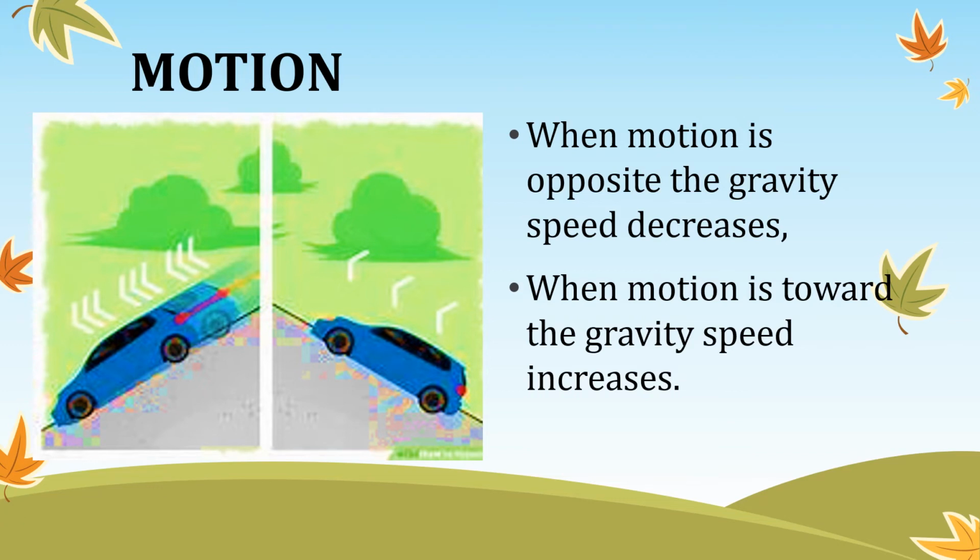Like on our activity earlier, the boy riding a bicycle upward is slower than the girl riding the bicycle downward. Motion versus gravity. When your movement is opposite the gravity, your speed will decrease. You will be slower. If your movement or motion is toward the gravity, your speed will increase. You will be faster. Is that clear? Motion and gravity.